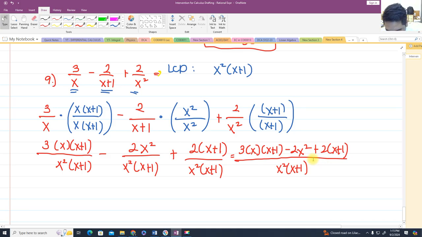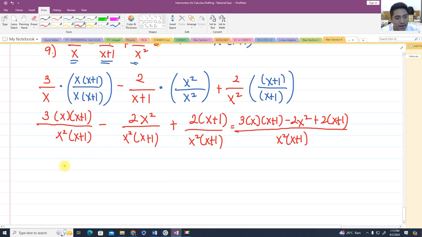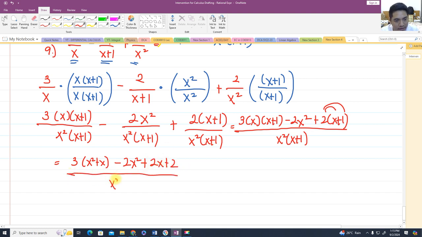Alright? So that's how we do it. So just simplify. You now have 3x. No? So you have x squared plus x. Then you have minus 2x squared. You distribute this. So you have 2x plus 2, all over x squared and then x plus 1. So distribute again this. So you have 3x squared plus 3x minus 2x squared plus 2x plus 2.